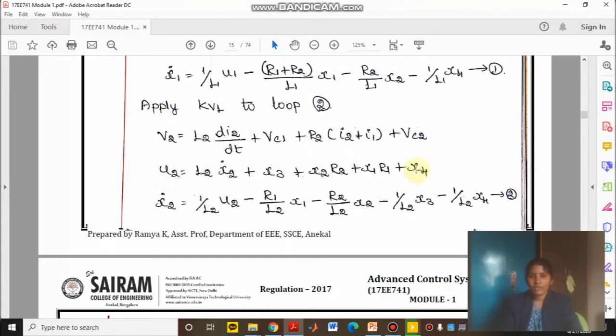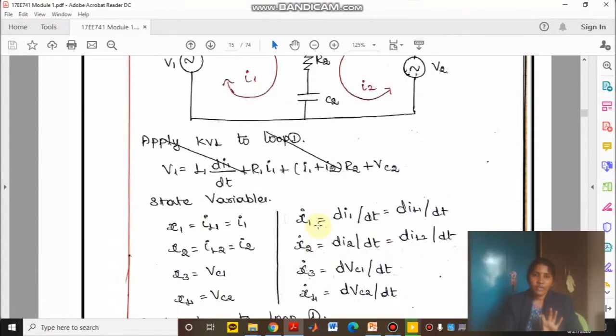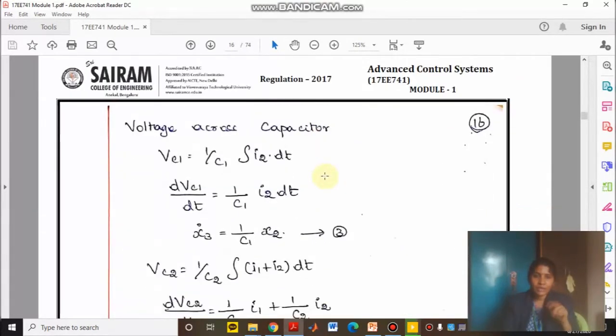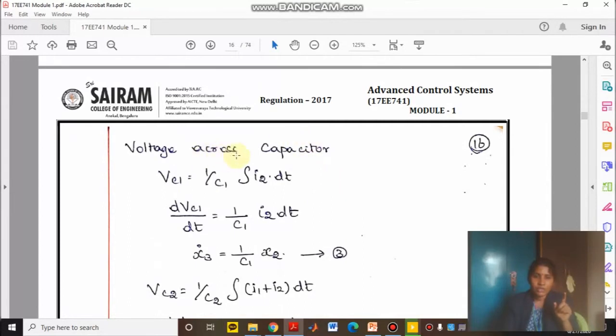After converting, you are getting the x2 dot term. So now you have identified what your x1 dot and x2 dot are. Now you have to identify x3 dot and x4 dot. How can we identify them? Here we have two capacitors, right? So you apply the KCL: incoming current is equal to outgoing current.